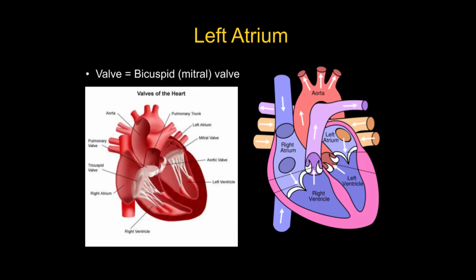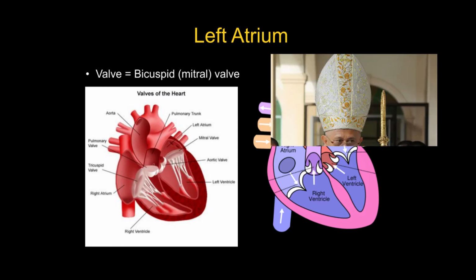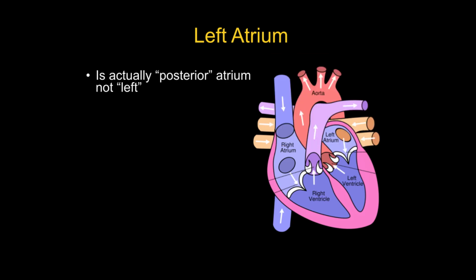So whereas the right atrioventricular orifice had 3 cusps, the left atrioventricular orifice has 2 cusps. So it's bicuspid, or better known as the mitral valve, similar because it looks similar to the hat of the bishops. So in terms of naming, technically the left atrium is not left, it's mainly posterior, whereas the right atrium is actually anterior because of the twisting of the heart during development.